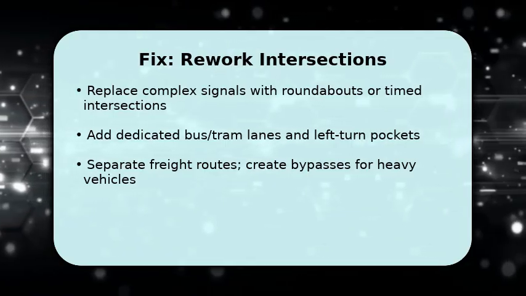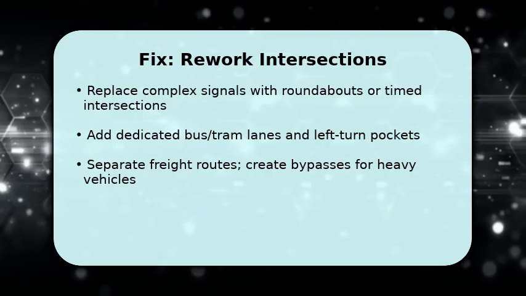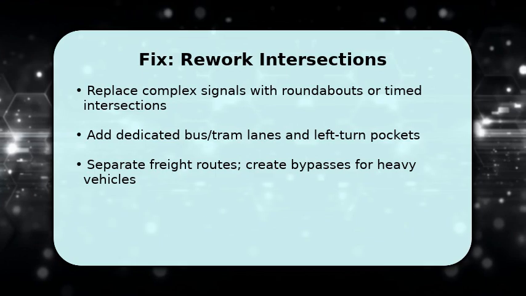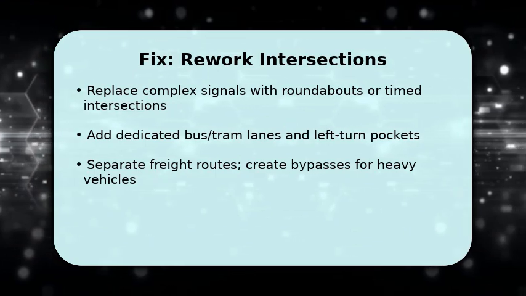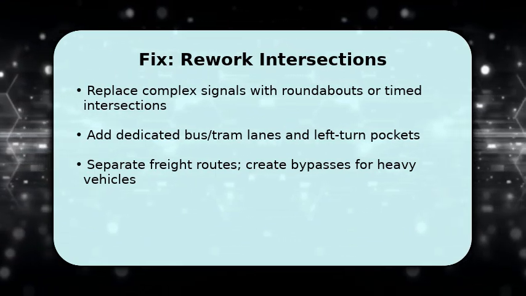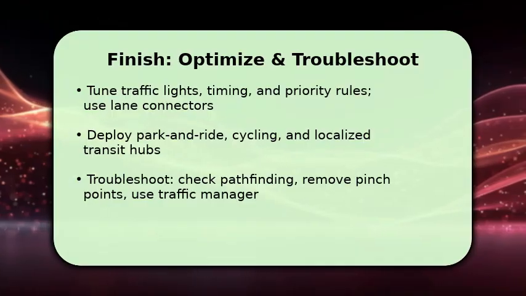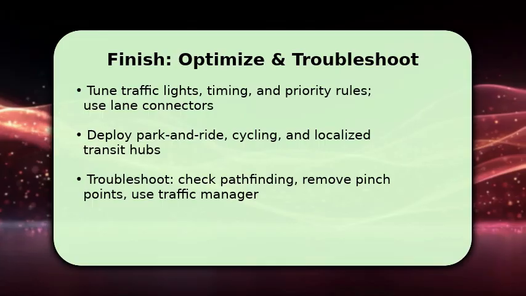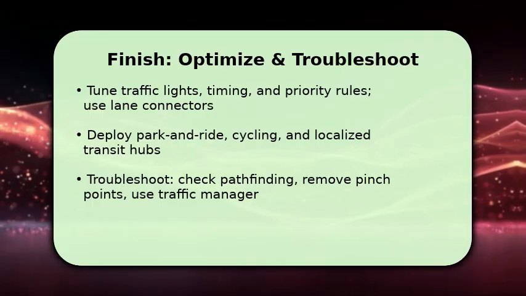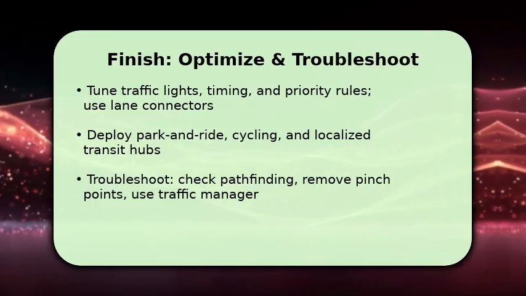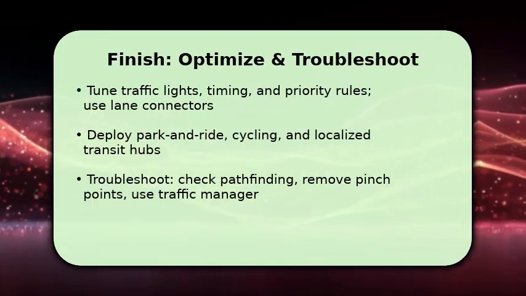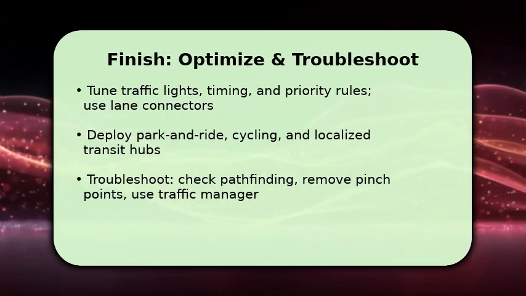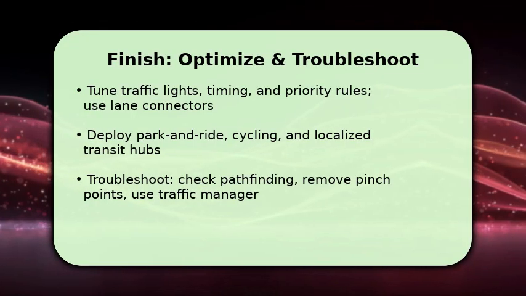As you implement these changes, monitor route choices and adjust lane arrows and lane connectors so AI chooses the intended paths, reducing weaving. You finish by fine-tuning signals, timing, and priority rules to smooth flow. Make small timing offsets to create green waves. You deploy park-and-ride lots, cycle lanes, and local transit hubs so drivers switch modes. Once complete, audit service vehicle and emergency routing and close remaining pinch points with small road upgrades.